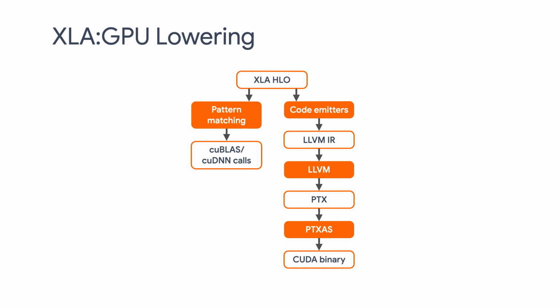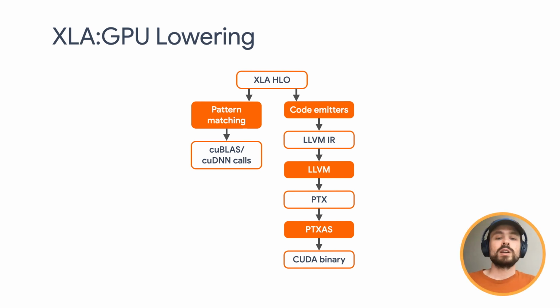After the HLO to HLO optimizations are applied, the backend-specific lowering takes place. Specifically for XLA GPU lowering to the executable code, it requires the following steps. We start with an HLO IR. Then there are largely two possible code paths. Either the compiler generates a new CUDA kernel, then the emitter generates the LLVM IR, which is then converted by the LLVM backend to the PTX, which is compiled to the CUDA binary using the NVidia PTX-IS assembler.